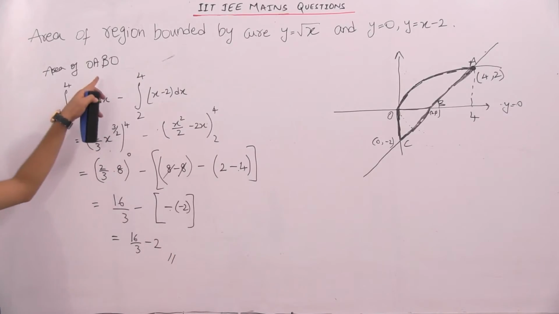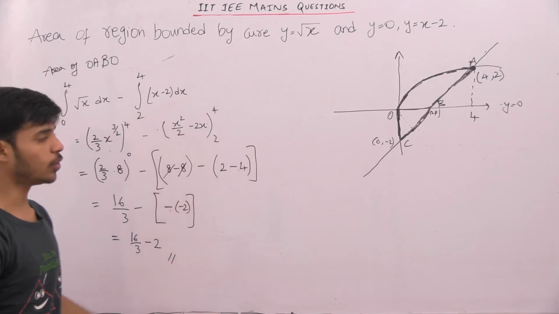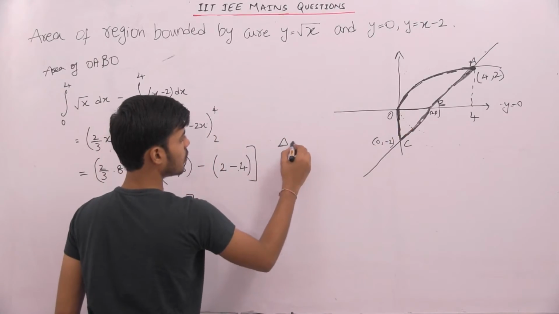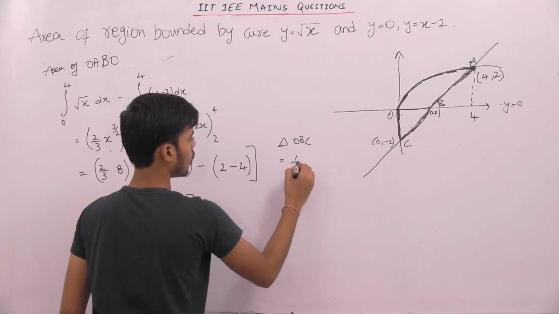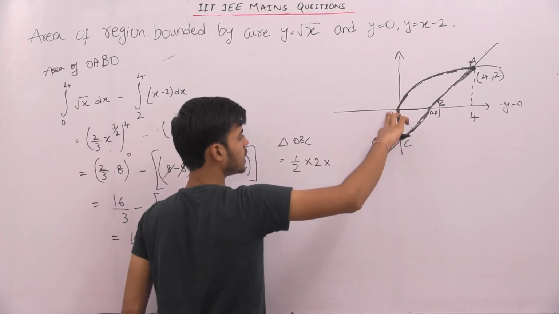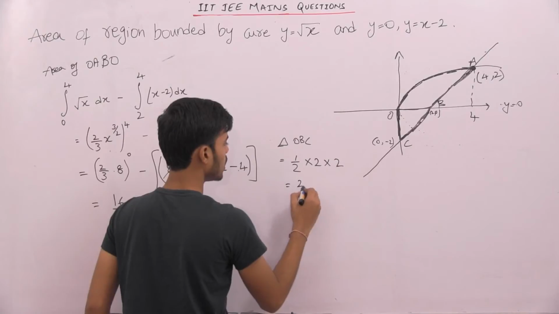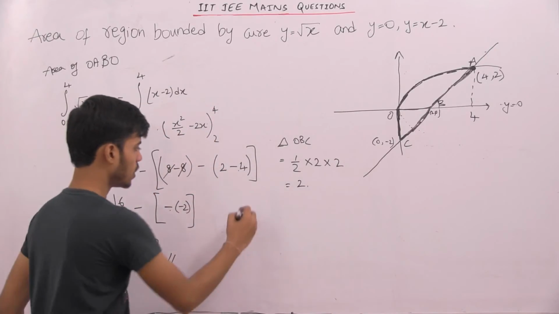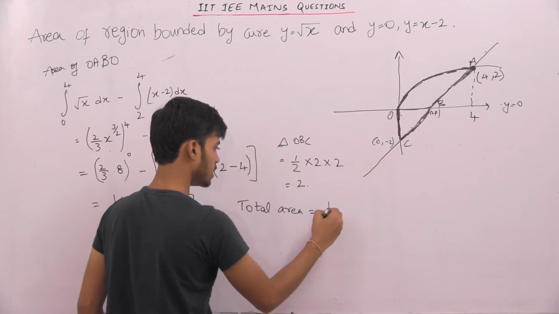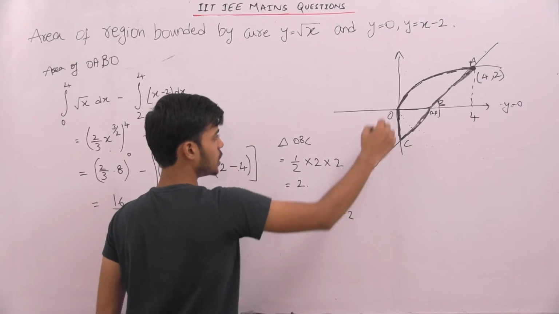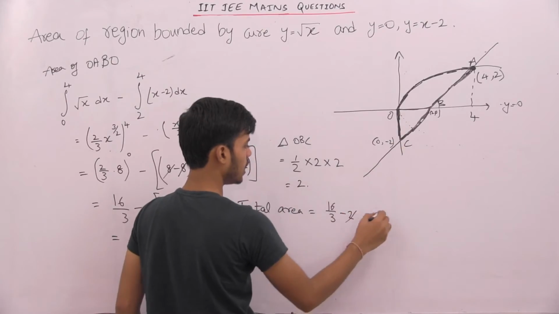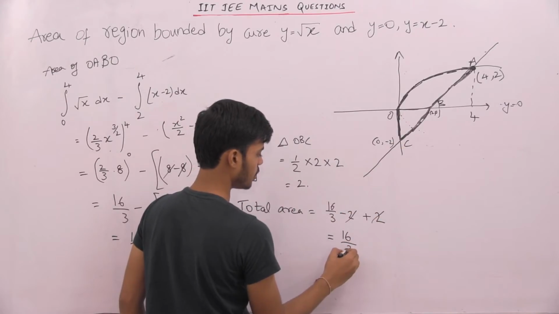This is the area of OABO, and we also have this triangle whose area is the area of triangle OBC, which is half times base OB, which is 2, times height OC, which is also 2. So the area of triangle OBC is 2. The total area is 16 by 3 minus 2, which is the region OABO, plus 2 of the triangle. These two cancel, and we get 16 by 3.